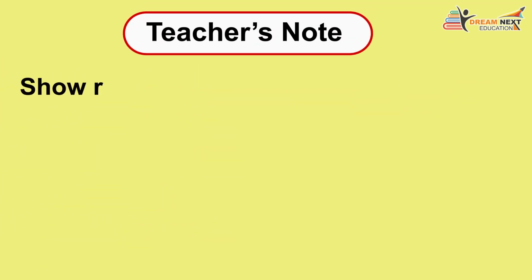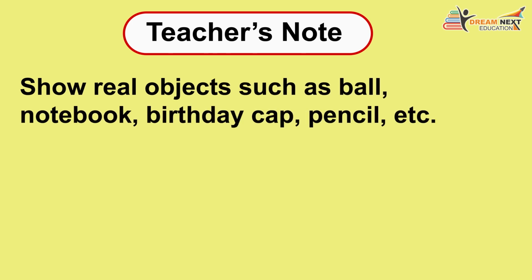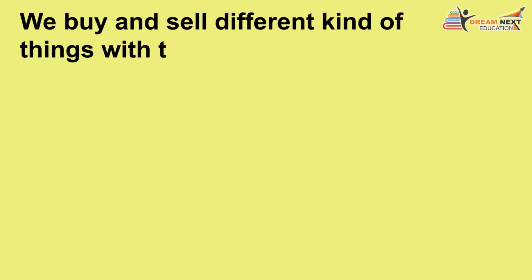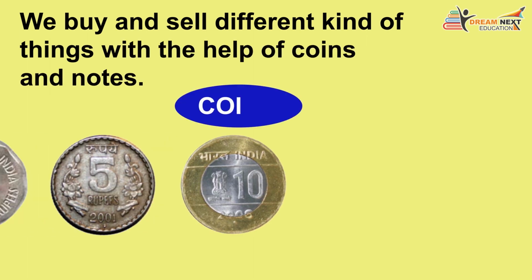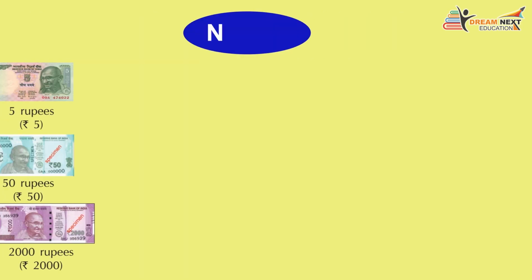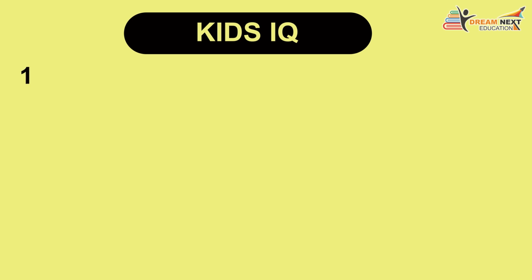Teacher's note. Show real objects such as ball, notebook, birthday cap, pencil, etc. Chapter 12. Money. We buy and sell different kinds of things with the help of coins and notes. Coins: 1 rupee, 2 rupee, 5 rupee, 10 rupee. Notes: 1 rupee, 2 rupee, 5 rupee, 10 rupee, 20 rupee, 50 rupees, 100 rupees, 200 rupees, 500 rupees, 2000 rupees.